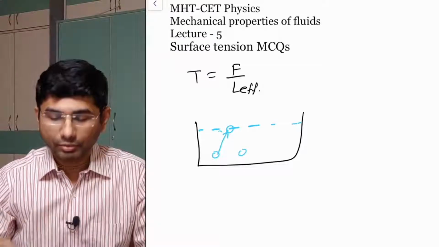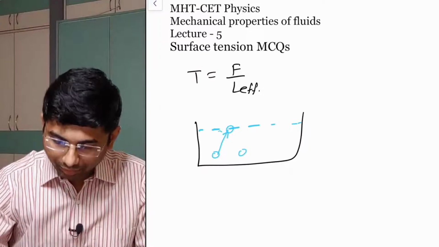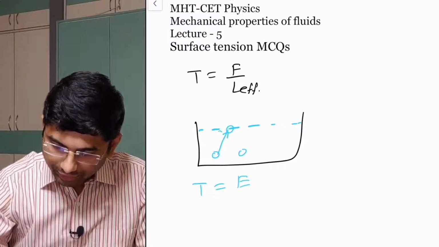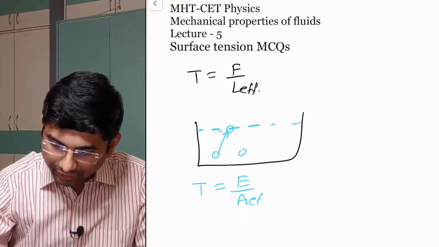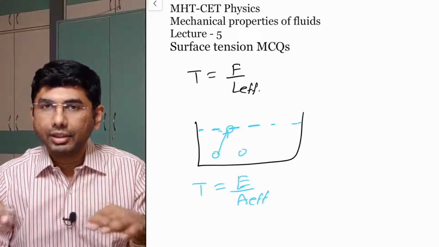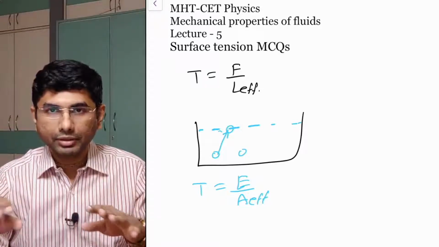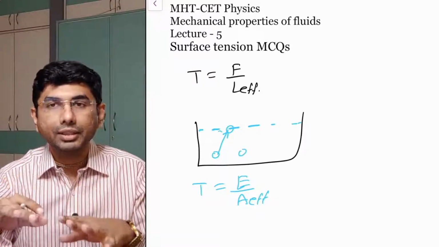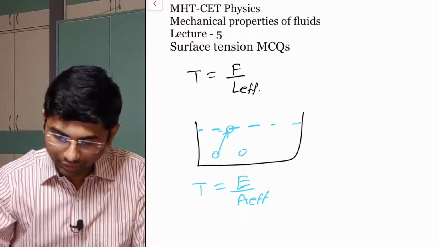The potential energy will be stored in the sense that tension can be written as energy upon area. Now this area is the effective area which we have to see. If we know the surface area and the surface tension of this liquid, then we can find out how much potential energy is there on that surface.